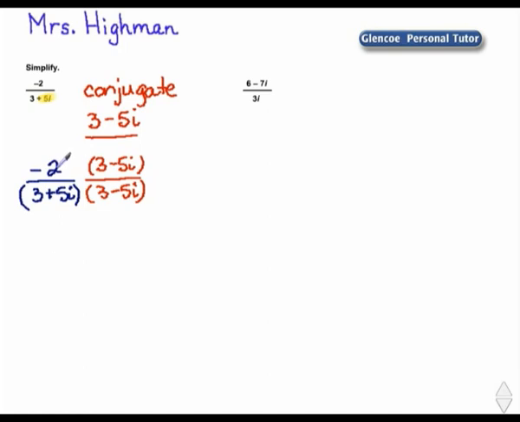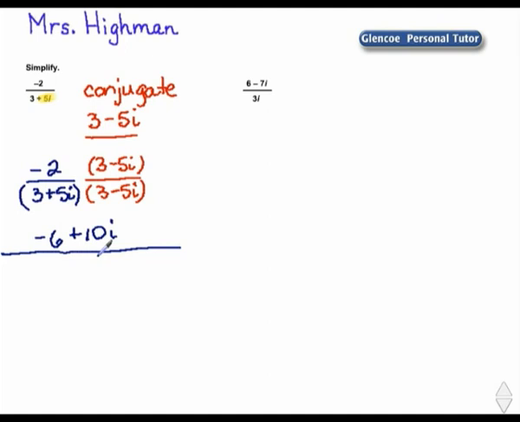We have to take -2 times each term in our parentheses. So -2 times 3 will be -6. And -2 times -5i would make that positive 10i.